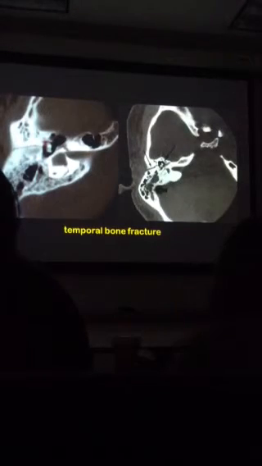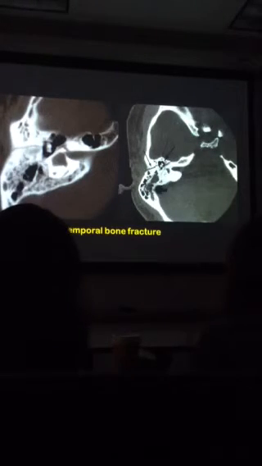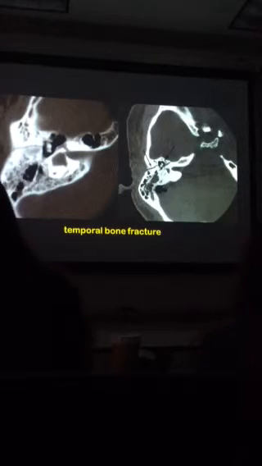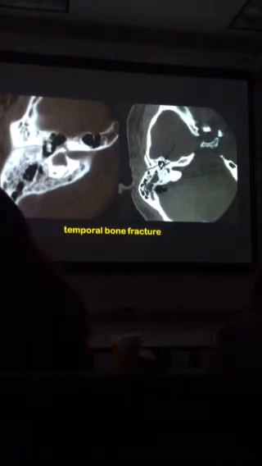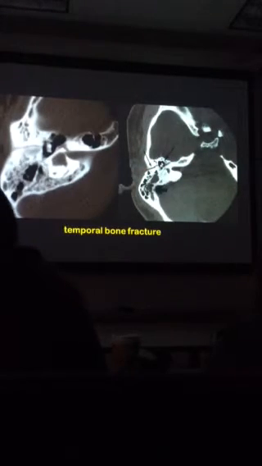You get fractures in the temporal bone. These happen a lot with T-bone accidents where you're driving and you get T-boned and you get hit on the side or your head hits the side window. You get fractures of the parietal bone, you get fractures of the temporal bone.